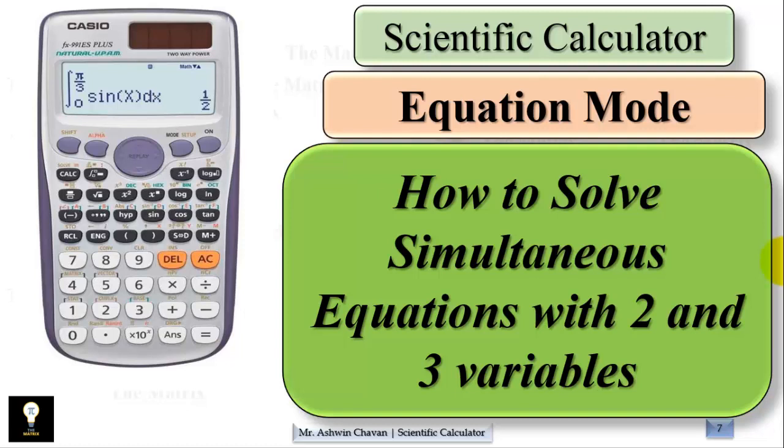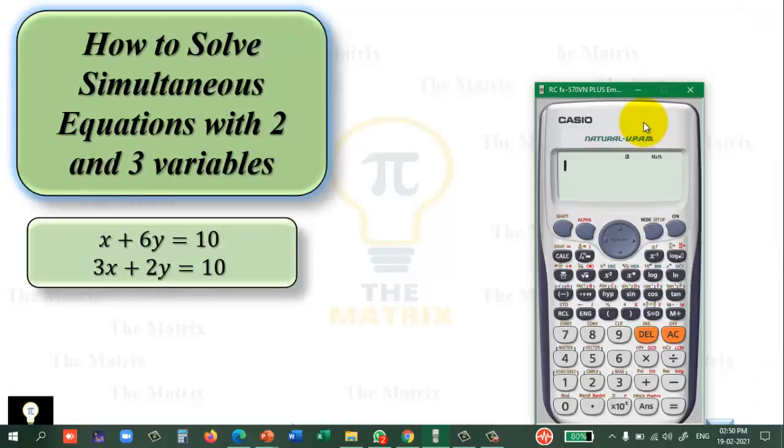In this session, we are going to see how to use equation mode to solve simultaneous equations with 2 and 3 variables. Now, first let's solve two equations in two unknowns, that is x and y. So x plus 6y is equal to 10 and 3x plus 2y is equal to 10. These simple simultaneous equations we will try to solve using a scientific calculator.